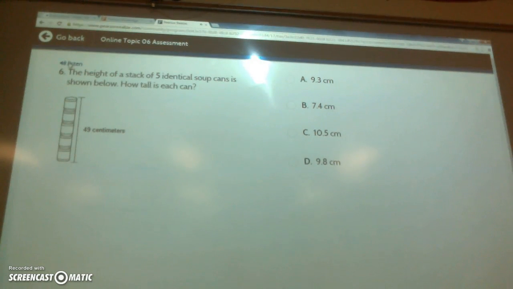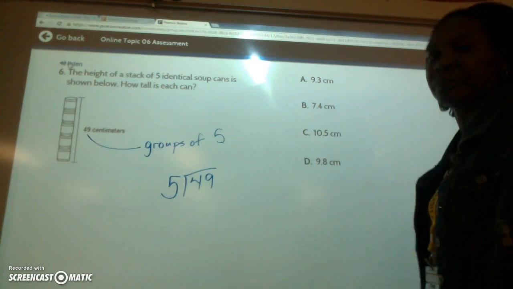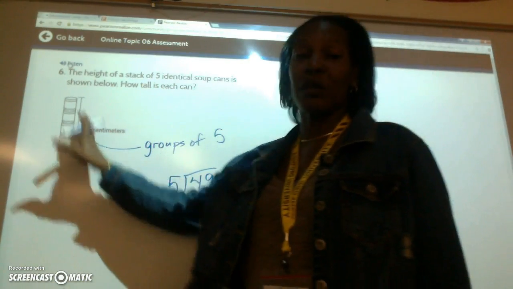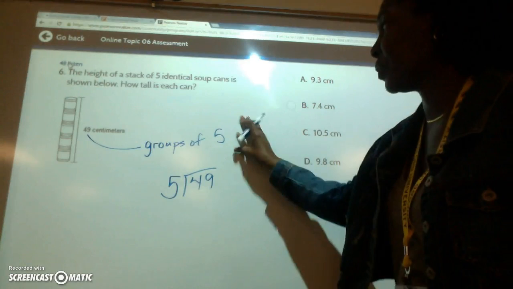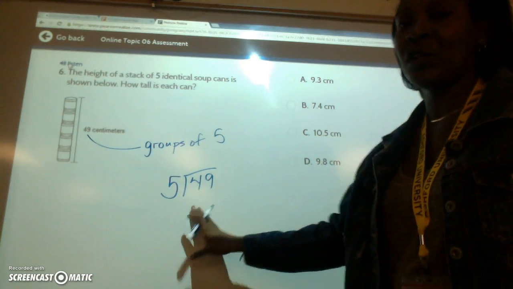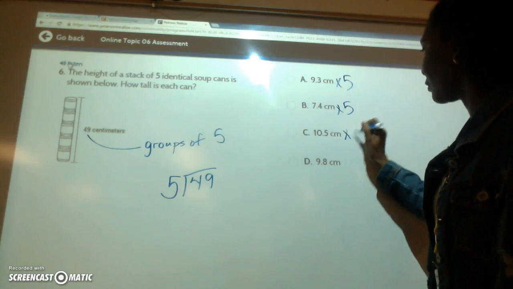The height of a stack of 5 identical soup cans is shown below. How tall is each can? Okay, go ahead and practice that one. We have a total of 49 for the total stack, and we're going to put them in groups of 5. So you can set it up for division, or you can multiply all of these by 5 if you're not comfortable with division.